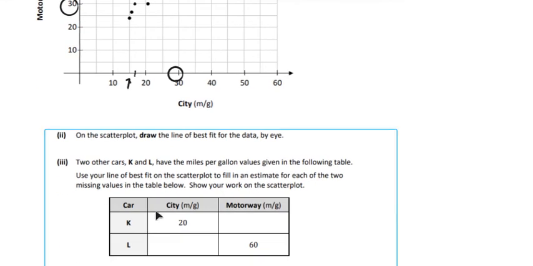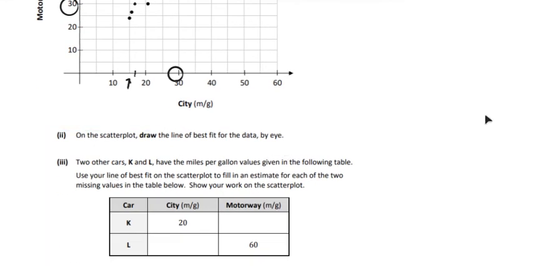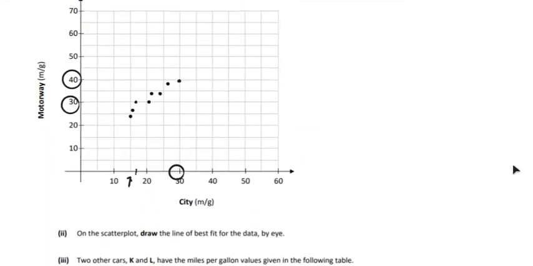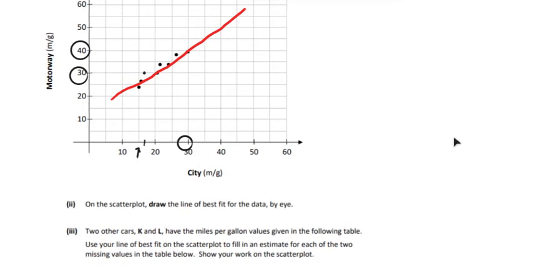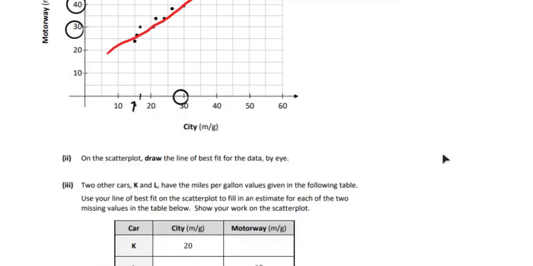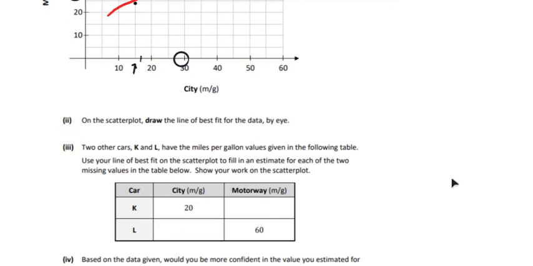That's the first part. Second part, draw the line of best fit. The line of best fit is the line that best represents the dots, so it goes basically right through the middle of the dots. You need to use a ruler for this. I can't use a ruler here, but it should be kind of right through the middle of them, like that. That might be a little bit low even. That's the second part done.